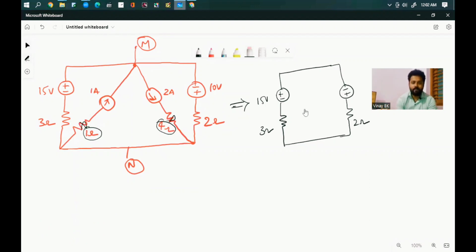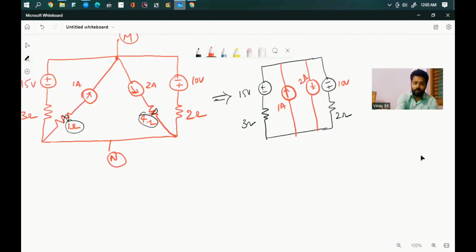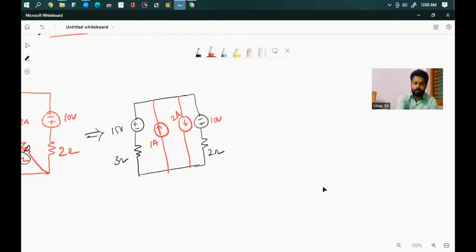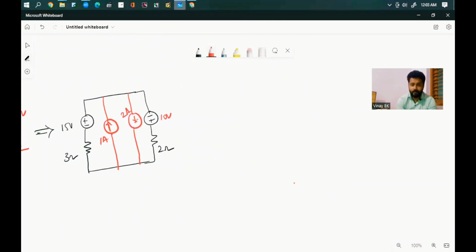By applying that rule, you can rewrite this circuit like this: 1 ampere is flowing upward. Similarly, 2 amperes is flowing downward, 2 amperes. Then we'll have 10 volts, 2 ohm. So it is very simple now. Reduce this network. I'll rewrite again: 15 volts and 3 ohm practical voltage source are transformed into current sources.